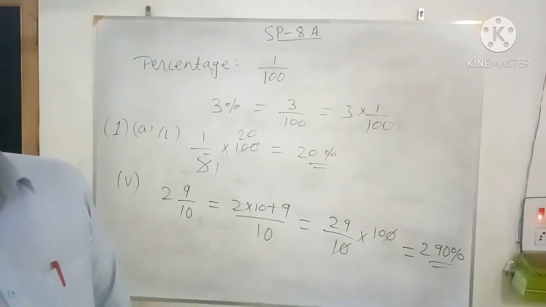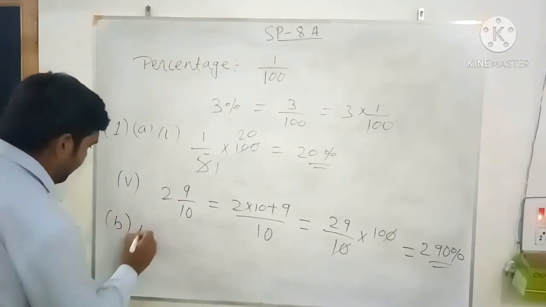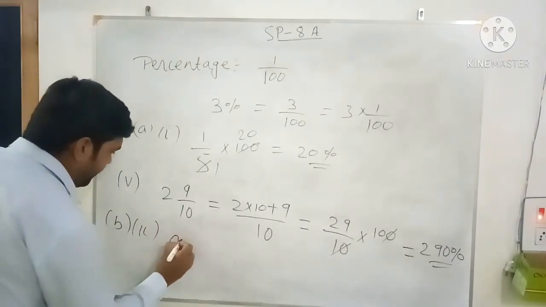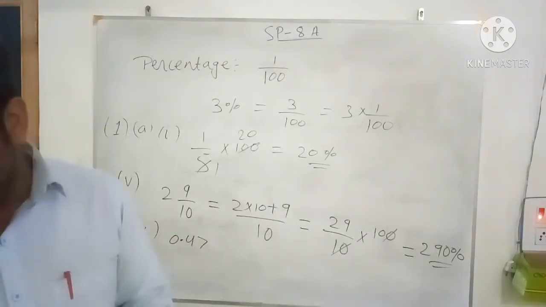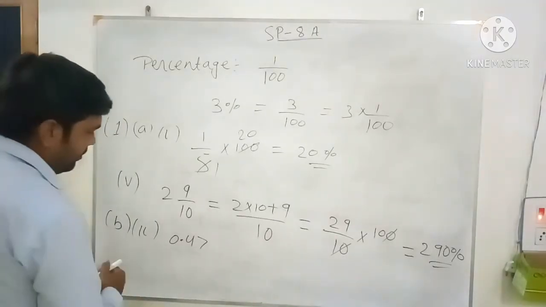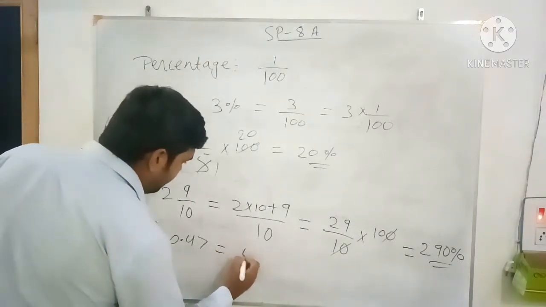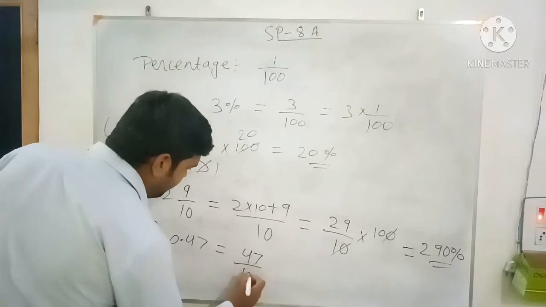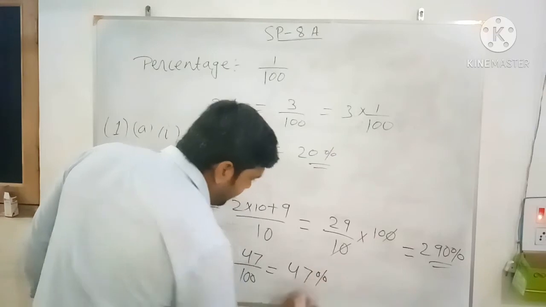Now see the next question, part B, second part, 0.47. How do we convert 0.47 to a percentage? We have to express it in percentage form. The place value for 4 is tenths and for 7 is hundredths. So 0.47 can be written as 47 by 100, and by 100 means percentage. So you can write 47%.